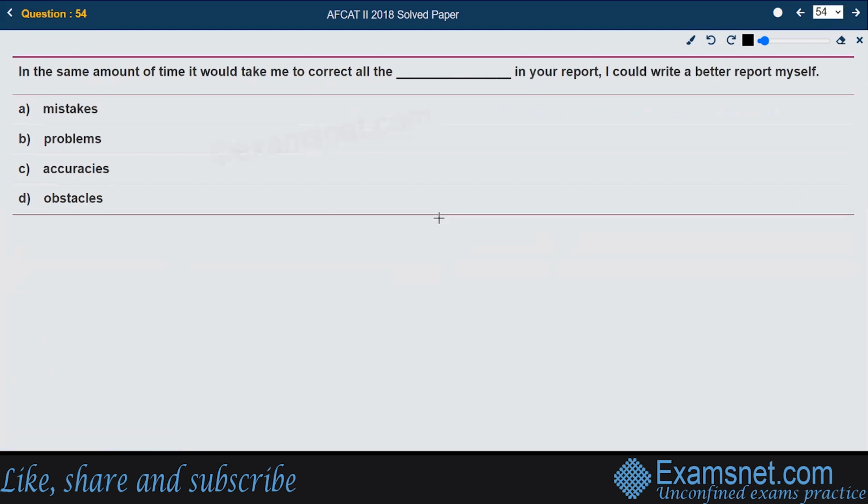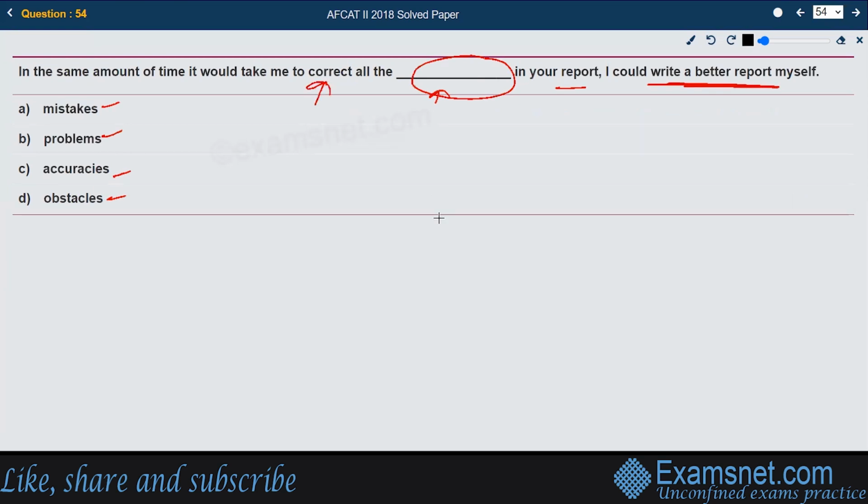Now we are supposed to fill up the blanks using these options. Any of these A, B, C, D should fill the blank to complete the sentence. The first one is, in the same amount of time it would take me to correct all the dash in your report, I could write a better report myself. Okay, so it is talked about to correct something. So what can be corrected?